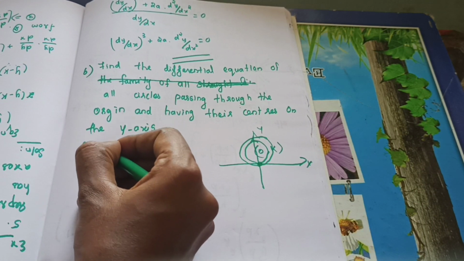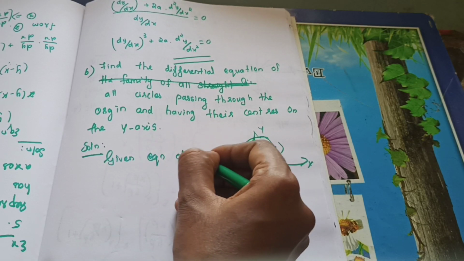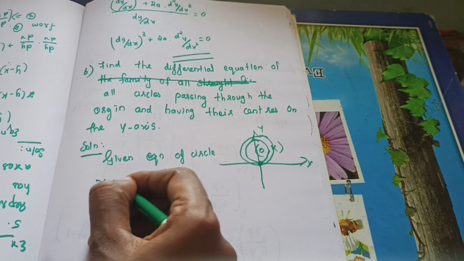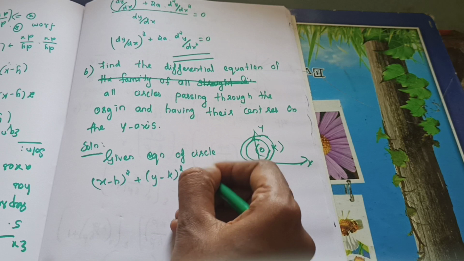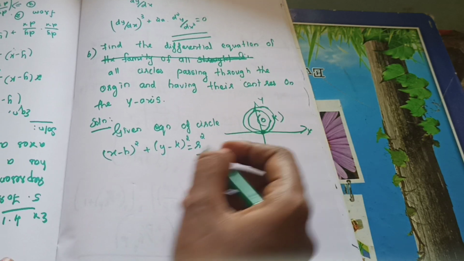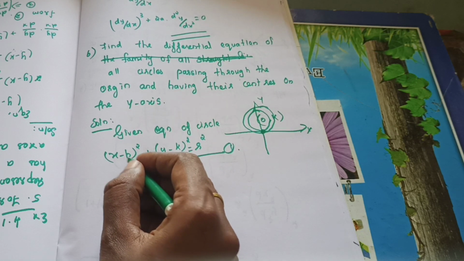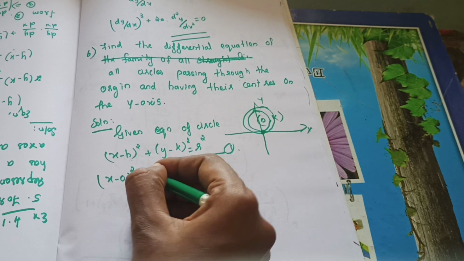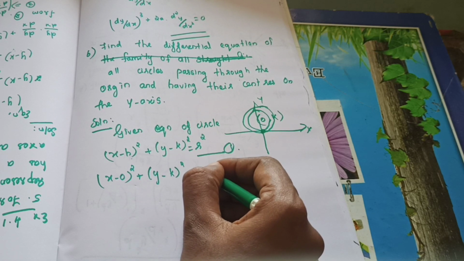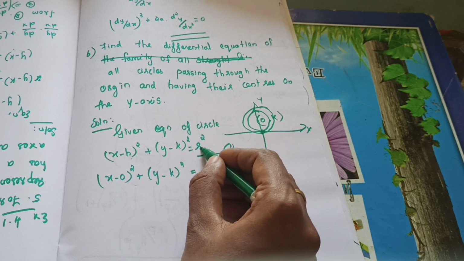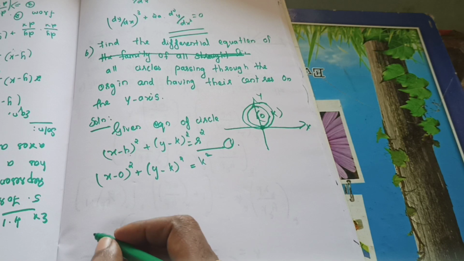So solution. What's the given equation of the circle? (x minus h) the whole square plus (y minus k) the whole square is equal to r square. This I already taught you. Then the required equation: in the place of h you need to substitute 0, correct? So (x minus 0) the whole square plus (y minus k) the whole square is equal to, the radius is k, correct? So k square.